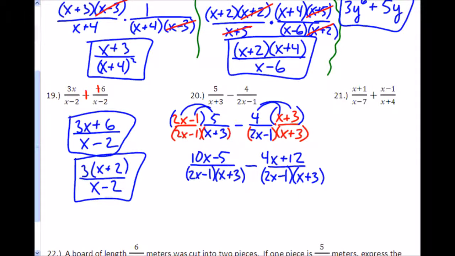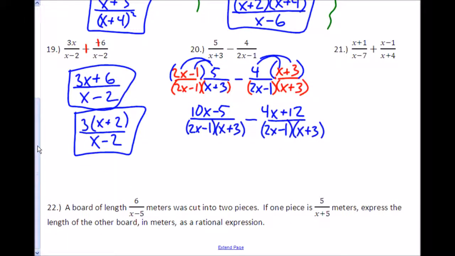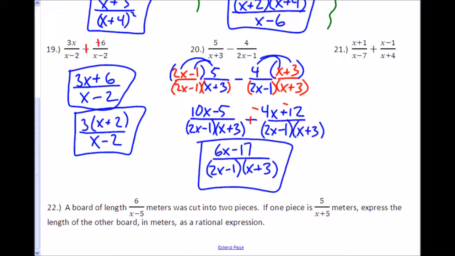And now from here I can subtract. Remember, subtracting is the same as adding the opposite. And so when I do that, that gives me a 6x, and it looks like a minus 17. And that numerator is not going to factor at all, so I'm just going to leave it the way it is, which means nothing else is going to cancel, which means this is my answer.